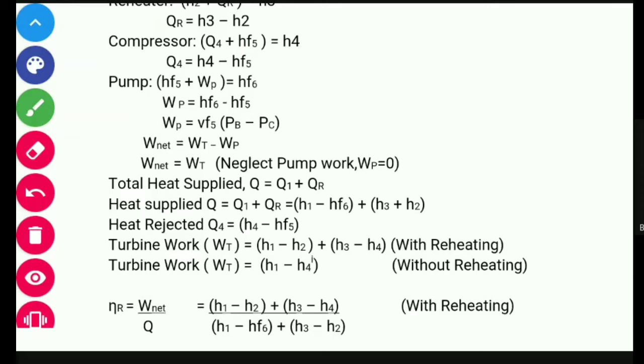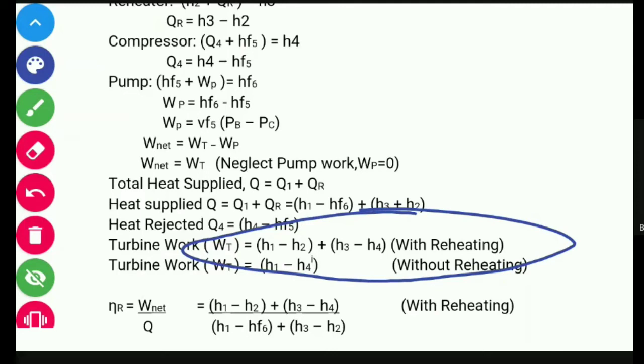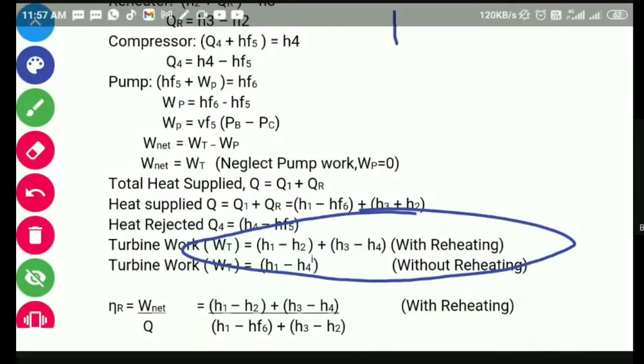Remember, by providing reheating, the work is H1 minus H2 plus H3 minus H4. That is the work. H1 minus H2 plus H3 minus H4.